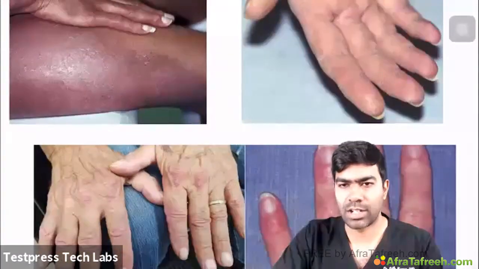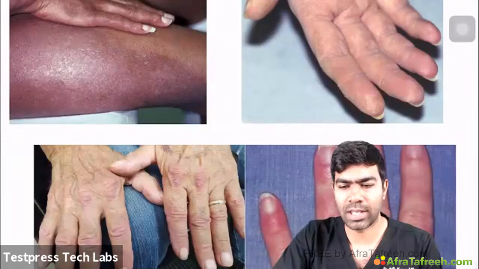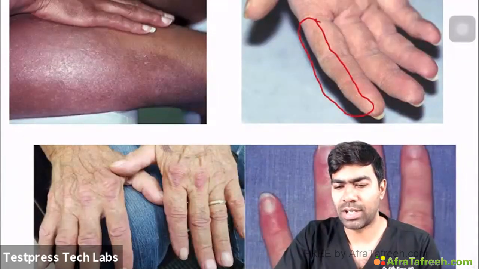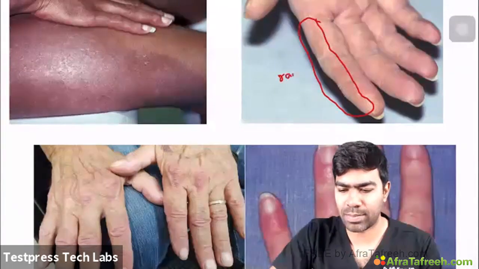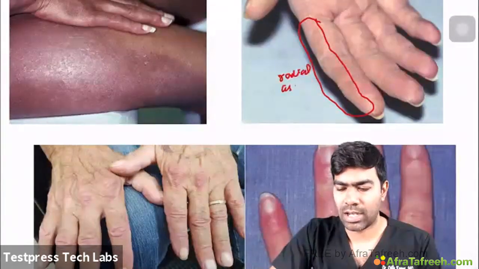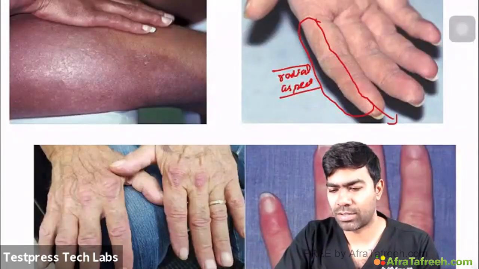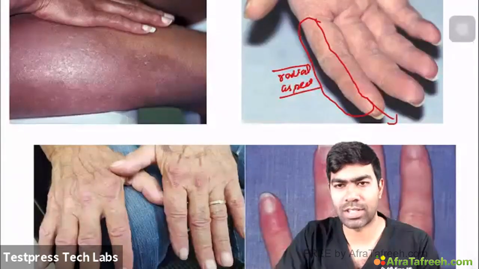You can see this kind of crusting and hyperkeratosis. You can see this crusting and hyperkeratosis on the radial aspect, and it's very common on the index finger only. It's common on the index finger. So this kind of crusting, hyperkeratosis, skin thickening.